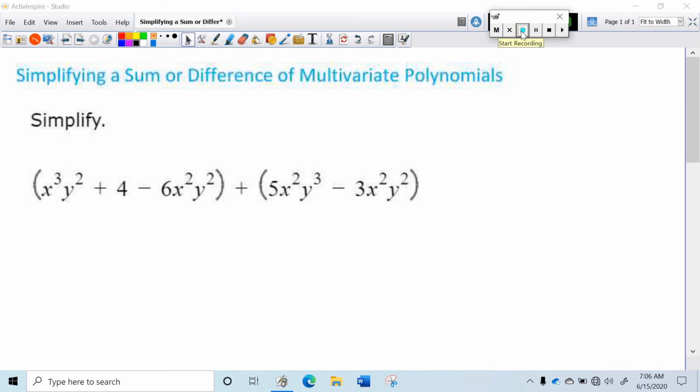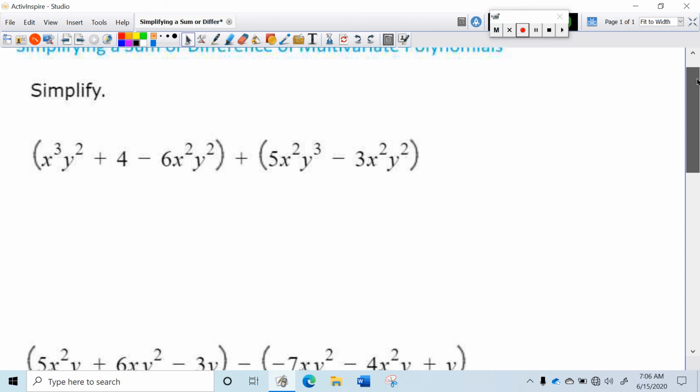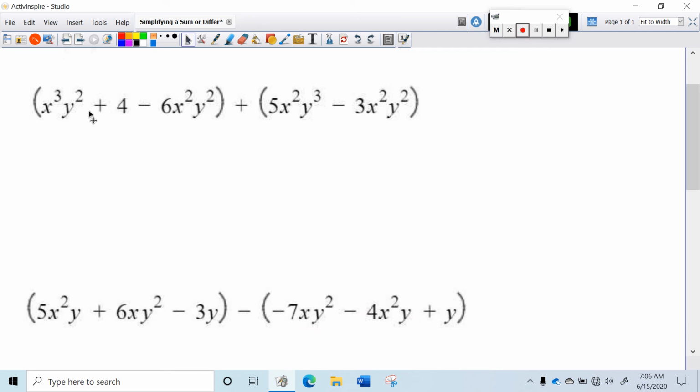Okay, I'm going to simplify these. If there is nothing in front of the parentheses, you can just literally take them away. So on the first term, I literally can just take these parentheses away because there's nothing in front of them. So if there's nothing, or if there's a plus sign, you just take them away. So I'm just going to write this down. x cubed y squared plus 4 minus 6x squared y squared.